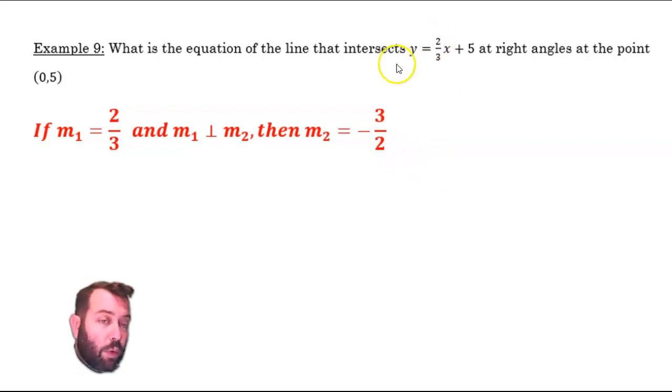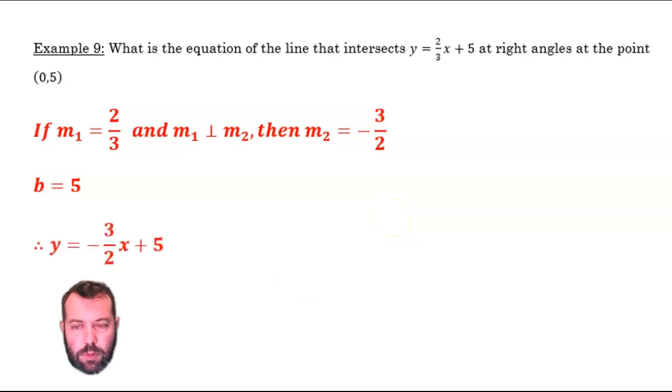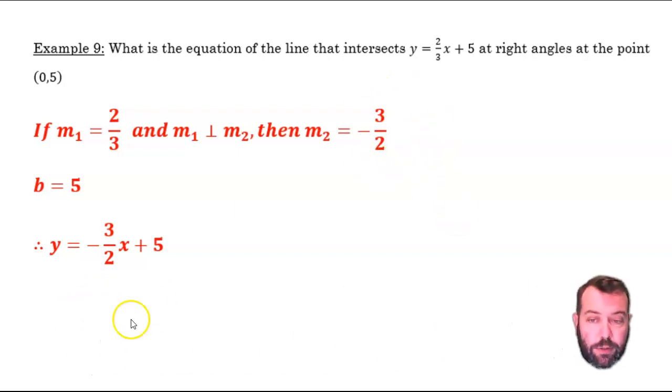The next thing I need is my y-intercept, and we're lucky here because we're told it passes through the point (0,5). As long as my first value is 0, that means this is my y-intercept. So b equals 5. Putting those together, y equals -3/2 x plus 5.